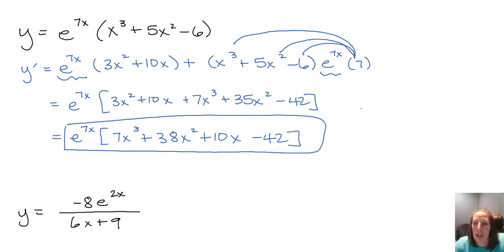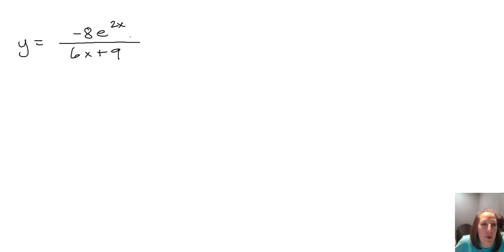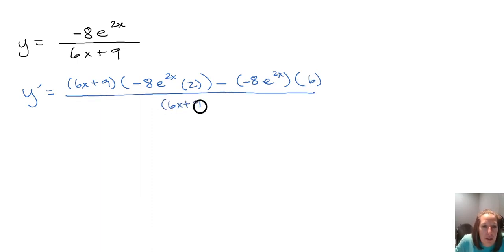All right, our next example here is a quotient. We've got negative 8 e to the 2x over 6x plus 9. So when we take the derivative of this, we are going to use the quotient rule. Bottom times the derivative of the top. The derivative of negative 8 e to the 2x is negative 8 e to the 2x times the derivative of that exponent, which is 2, minus the top times the derivative of the bottom, 6x plus 9, that derivative is 6, all over the bottom squared.